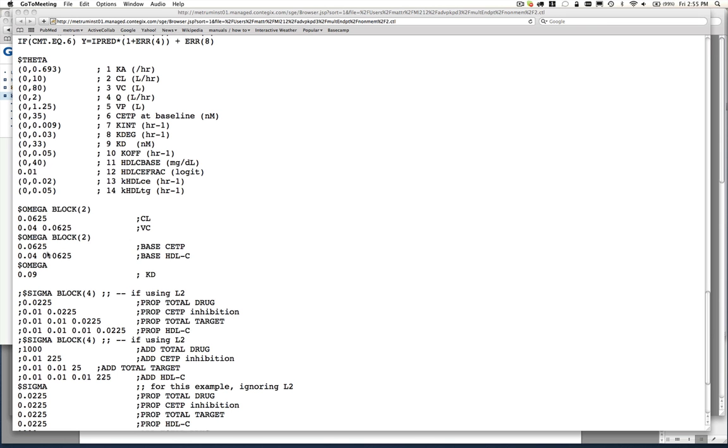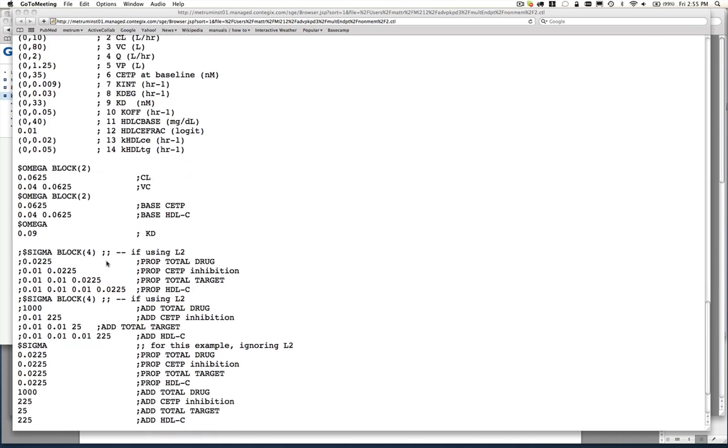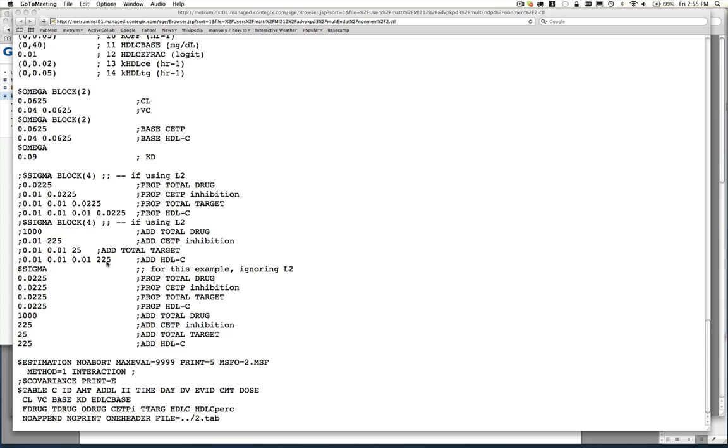We have our theta block. Set things up here for omegas. Didn't set up a full block in this case, but you could certainly consider that. And then I've included in here, again, although we didn't run it that way, how you would set up the sigma block if you were using the L2. So again, you have that as reference. Instead, we use just the more typical sigma block here. So that's the model itself.